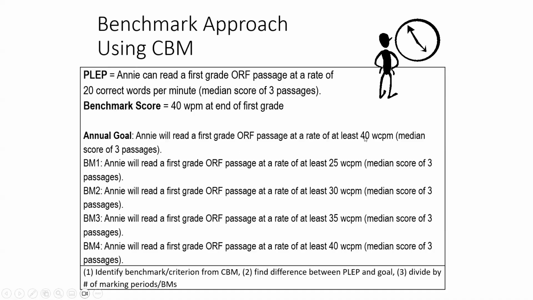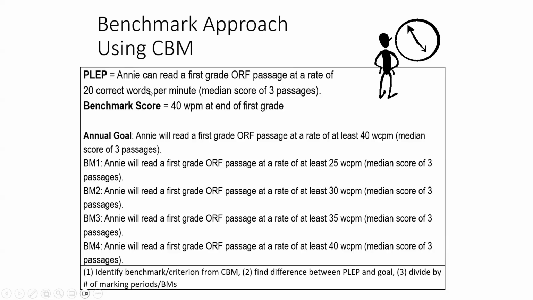Let's take the difference between our criterion and our PLEP. 40 minus 20 gives us 20. Let's divide that difference of 20 by the number of benchmarks, which is going to be 4. So 20 divided by 4 is 5. 5 is the number that we're going to add starting with our PLEP. So 20 is our PLEP plus 5.